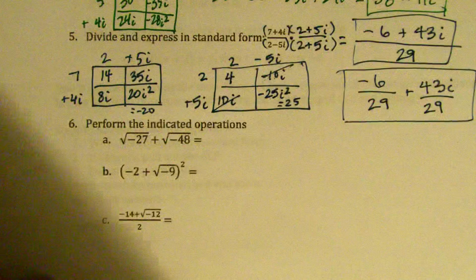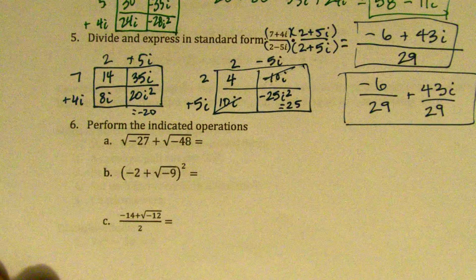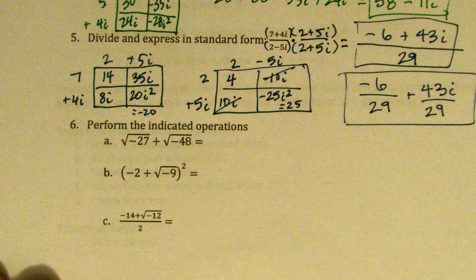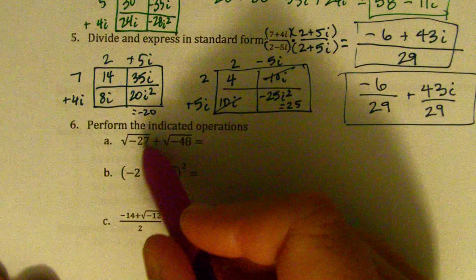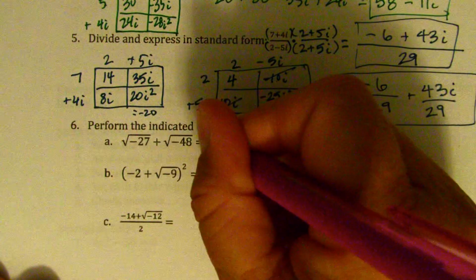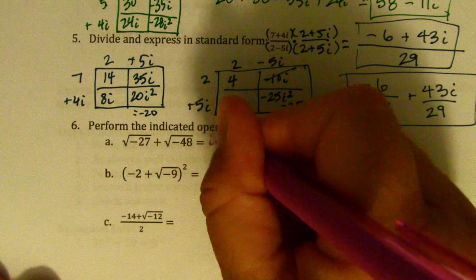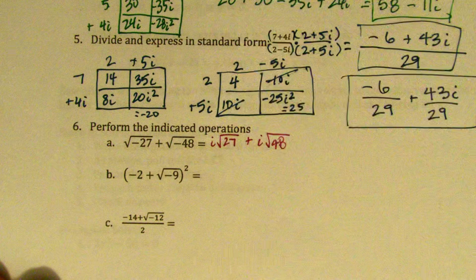Here we have some square roots with negatives inside. We will need to simplify them, and before we can start performing any operations or combining like terms, we need to pull the i's out. That always has to be our first step. So the very first thing I'm going to do is rewrite this as i square root 27 plus i square root 48.